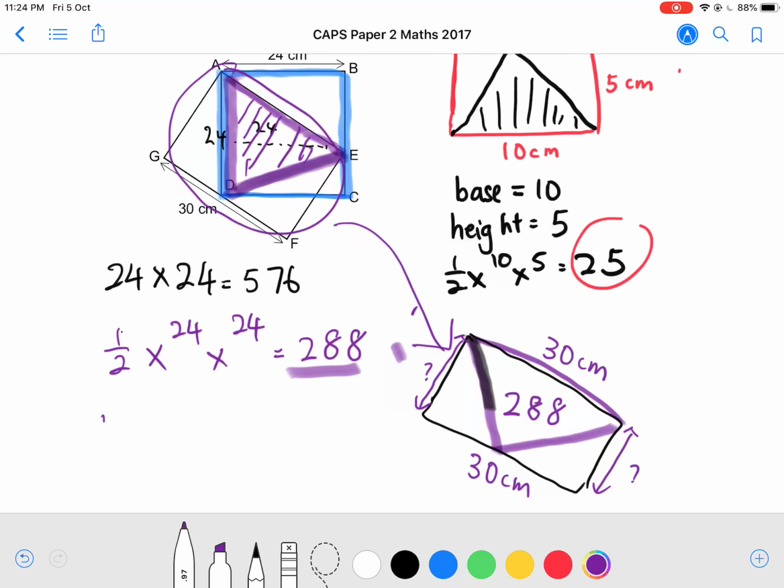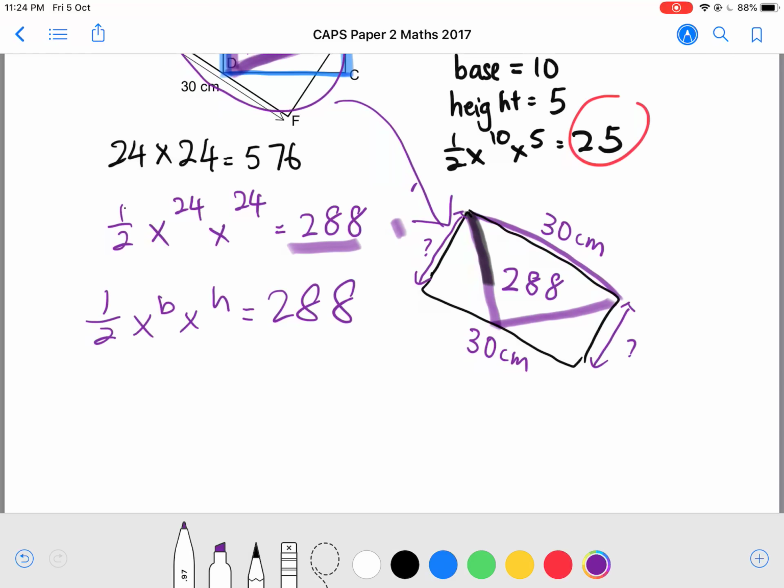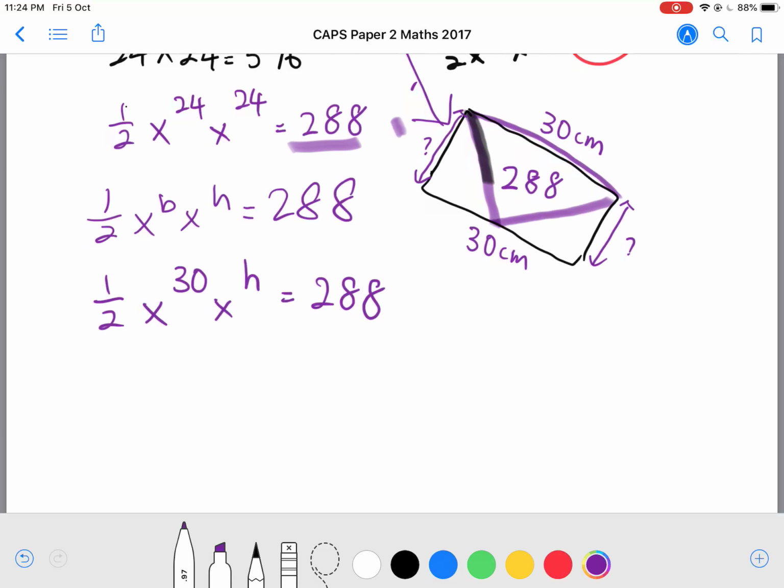Okay, so what goes is half times base times height is going to give you 288. Okay, and you already know what is the base. The base is 30. You don't know the height, which you need to find. That's 288. If you remember P6 experience, we did something like this before. So to remove this half, this is going to be doubled.